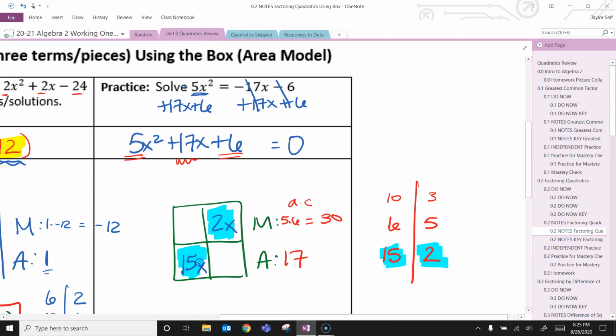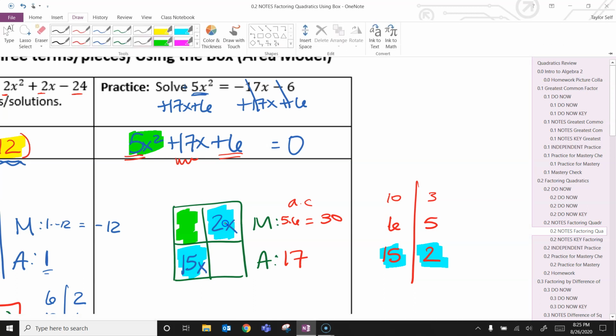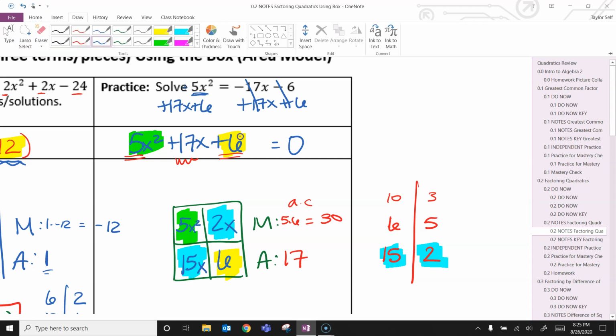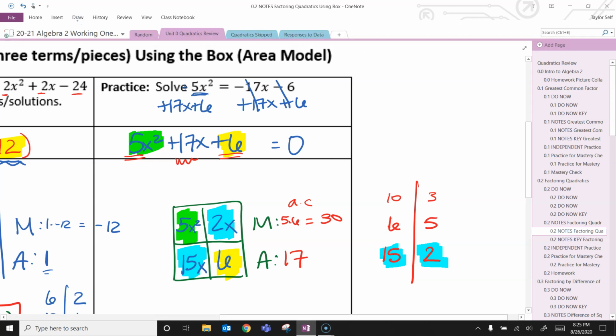All right, and then these, again, 5x squared is going to go in the first box. And what color did I use? I don't remember what color I used. 6 goes in the second box. So let's go ahead and throw those in there. 5x squared, 6. And now we pull out a GCF. So let's pull out a GCF. What do these have in common? 5x squared and 2x both have x.